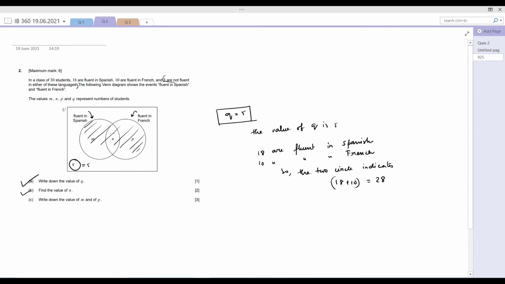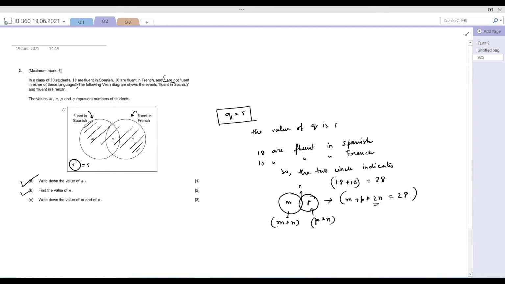But here N will be counted twice, because if we add two circles, this is the M circle and this is the P circle, and this middle value is N. So basically M plus P plus 2N equals 28, because for this circle it is M plus N, for this circle it is P plus N. So basically N is counted twice.